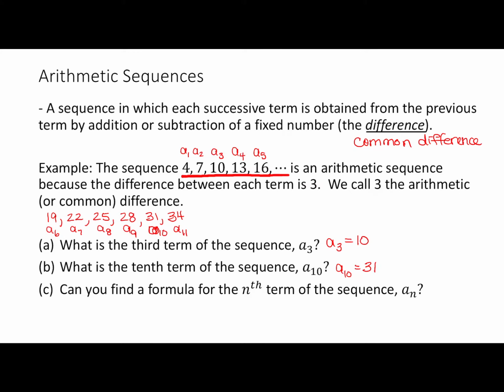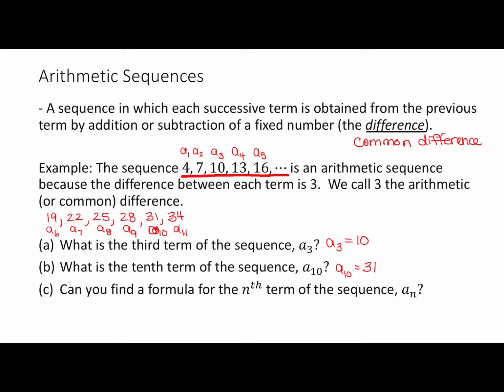But what if I asked you to find A100? You certainly don't want to have to keep adding 3 100 times. So we want to look for a pattern that helps us find the formula for the nth term. Just like on the previous video, when we had the sequence 1, 2, 3, 4, 5, and so on, we said, well, we could just say that A sub n is just n. Okay, so we're looking for a formula for A n in terms of n. Well, actually, let's do it with this one, and then we'll do it in general.